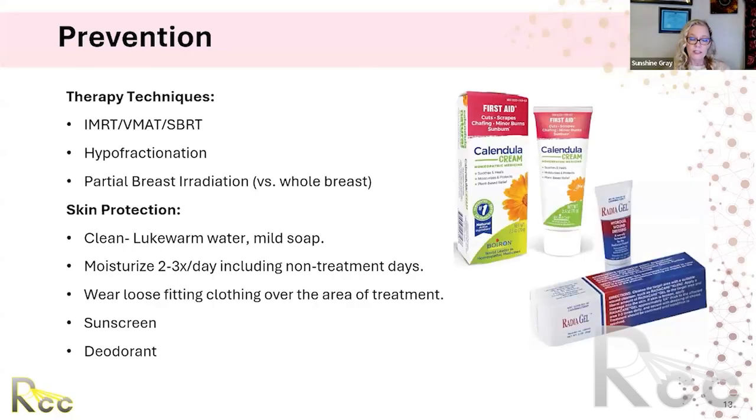So for prevention, we use therapy techniques that reduce the dose to the skin, such as IMRT, VMAT, or SBRT. We typically provide radiation in fractions, but we can also provide hypofractionation, such as to the breast. We currently have some protocols that allow us to give less dose to the breast with the same or better results. We can do partial breast radiation versus whole breast.